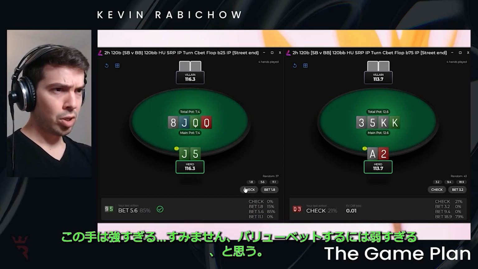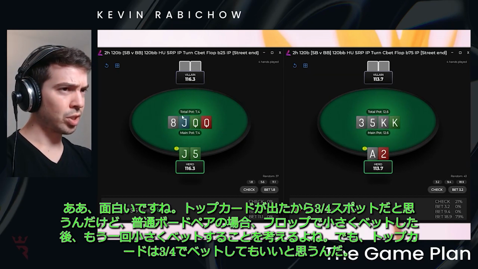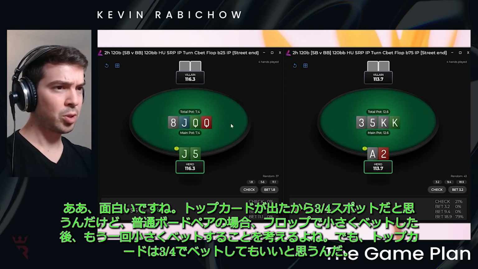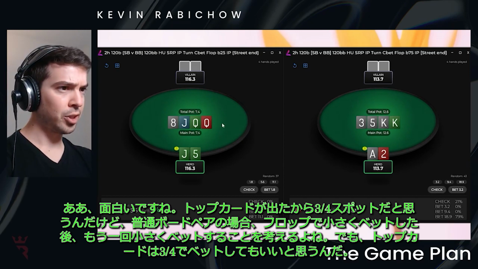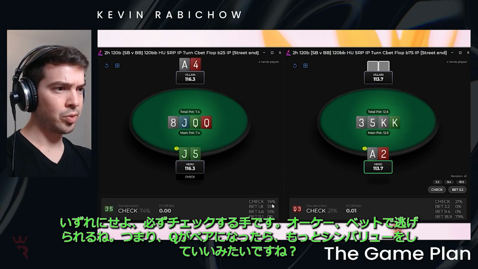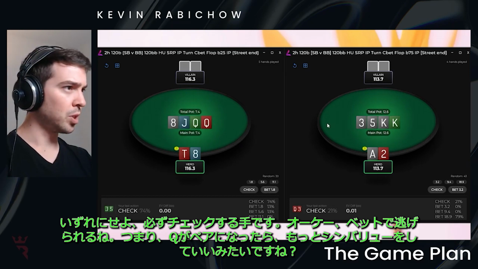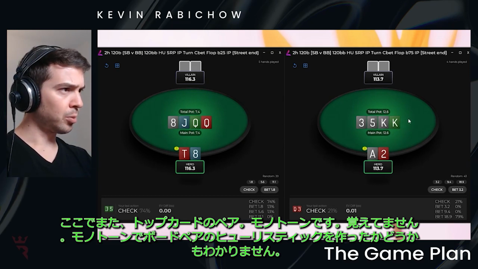This hand is too weak to value bet, I believe. Although it's an interesting, I think this is a 3/4 spot because the top card paired. Normally on board pairs, after small flop bet, we consider another small bet. But I think the top card is okay to bet 3/4. Either way, this is a hand I would always check. Okay, so we could get away with betting. I mean, when the queen pairs, we can just go thinner for value, right? So here again, top card pairs.